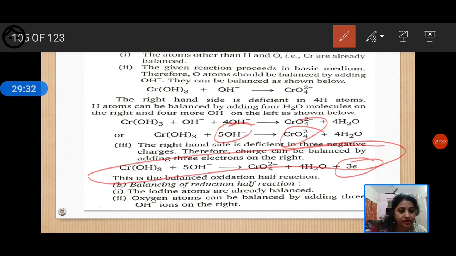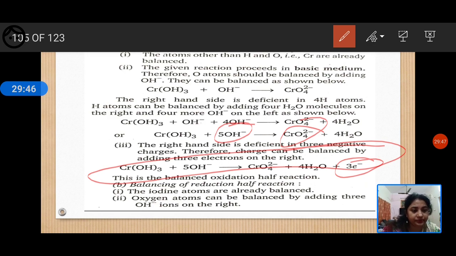Now let's balance the reduction half reaction. The iodine atoms are already balanced. One I in the reactant, same I in the product side. Oxygen atoms can be balanced by adding 3 hydro... see the reaction first.